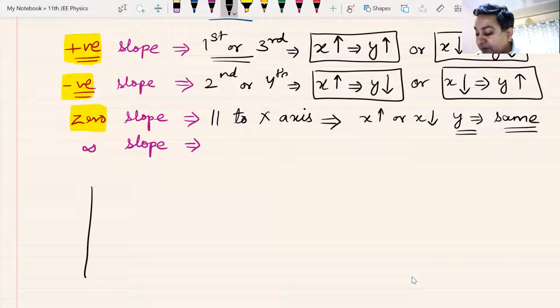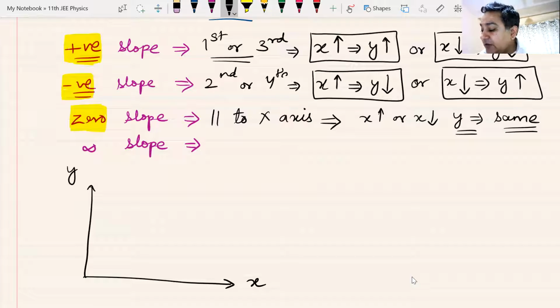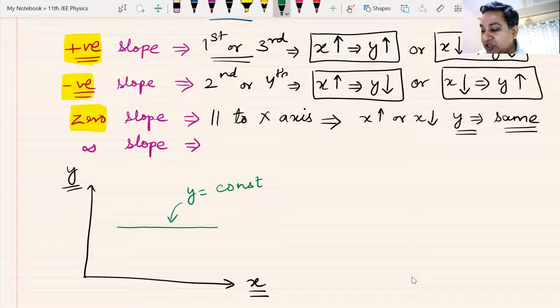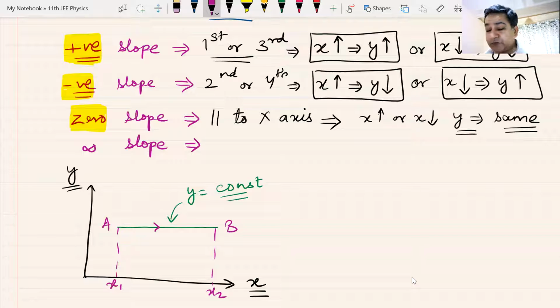Let me plot it here. This is my x-axis. This is my y-axis. Independent variable x, dependent variable y. Now I have this revolutionary graph. In this graph, y is constant, y doesn't change. Here the value of x is x1, here the value of x is x2. When I'm moving from A to B, the value of x is increasing. So when I'm moving towards the right, the value of x is increasing.